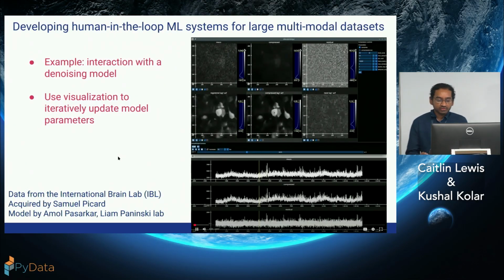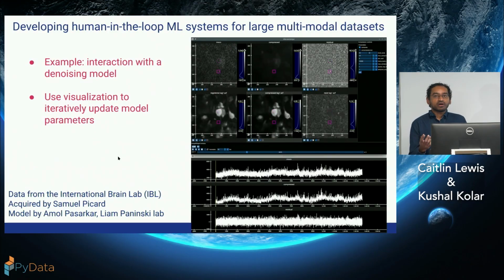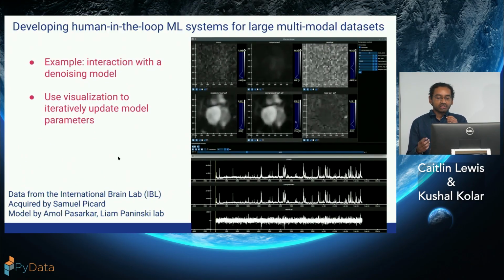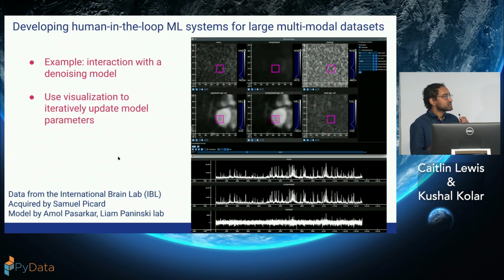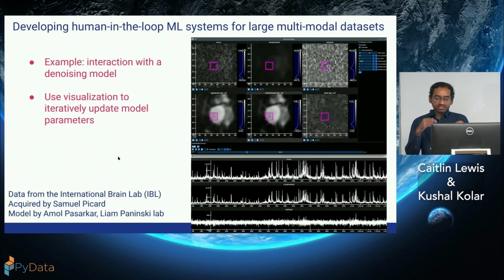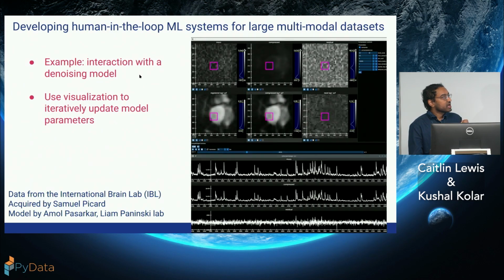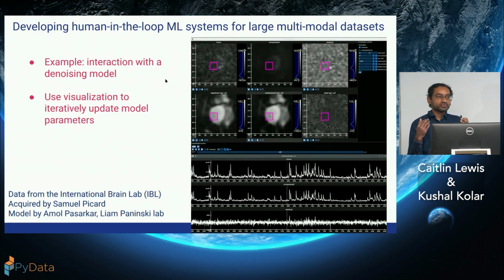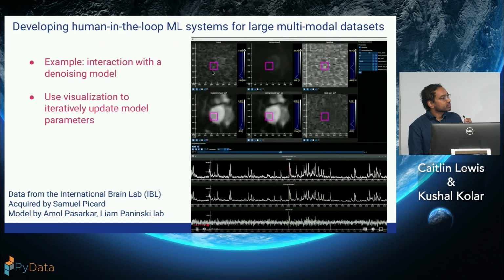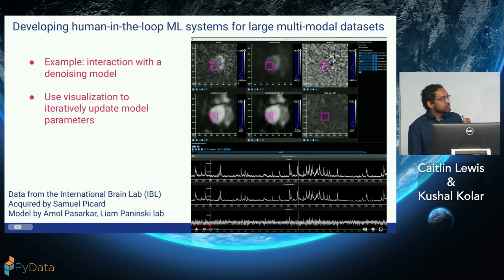And that kind of leads into how fastplotlib can help you develop human-in-the-loop ML systems. So this is a bit of a more complicated example. What is actually happening here is there's some imaging data that is acquired from the brain. That's what you're seeing on the top here. And what you're seeing here on the top left is just raw data that's being streamed in from the brain.